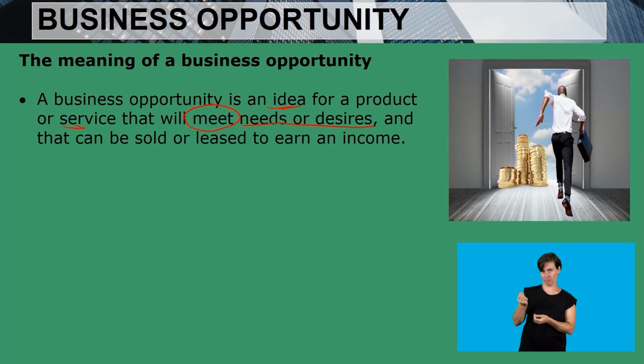Right, keyword, earning an income. At the end of the day, you are selling something or providing a service so that you can earn an income. But in order for you to earn an income, you need to have an idea. And that idea needs to meet what? The needs or desires of the people. And that idea can be sold, or if it's not sold, it can be leased so that it can earn you an income, because the main aim of an entrepreneur is to make what? To make profit. Do you understand?